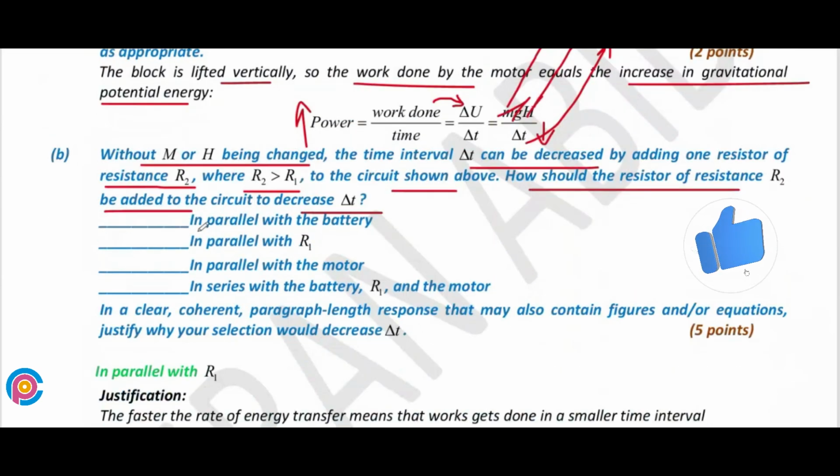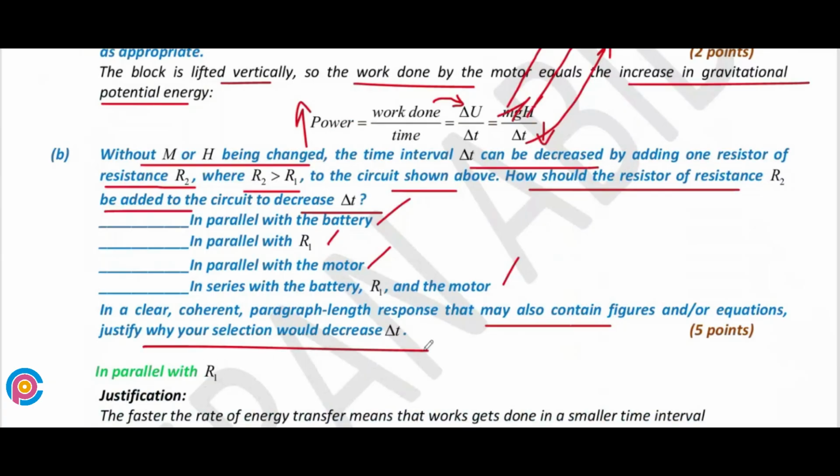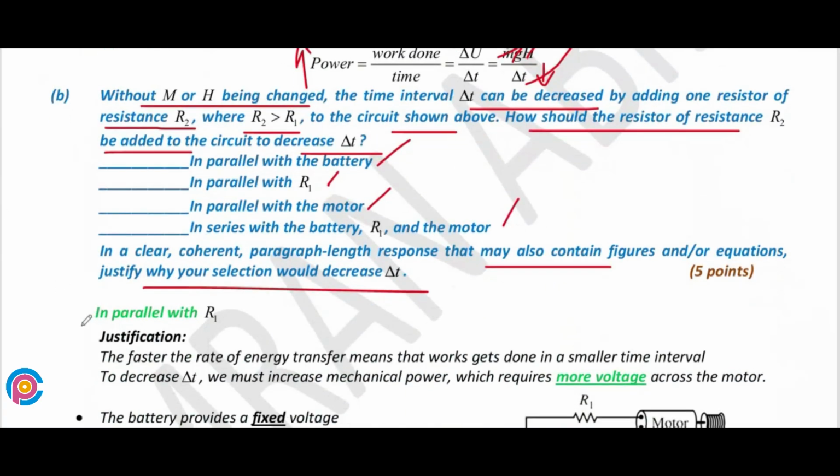So power is inversely related to time. There are multiple options: in parallel with the battery, in parallel with R1, in parallel with the motor, or in series with the battery, R1 and the motor. So we have to see what is the most reasonable option. In a clear, coherent paragraph-length response, which may contain figures and equations, justify your selection to decrease delta t. Okay, the answer is in parallel with R1.